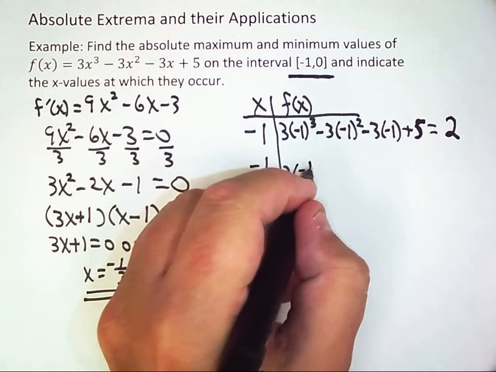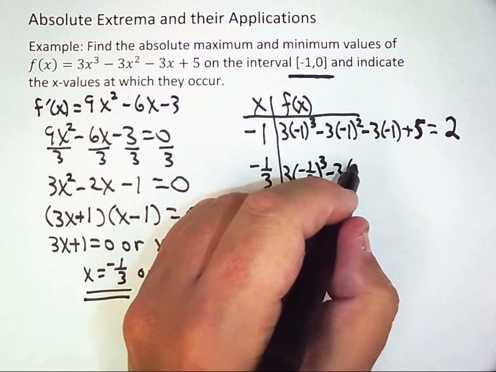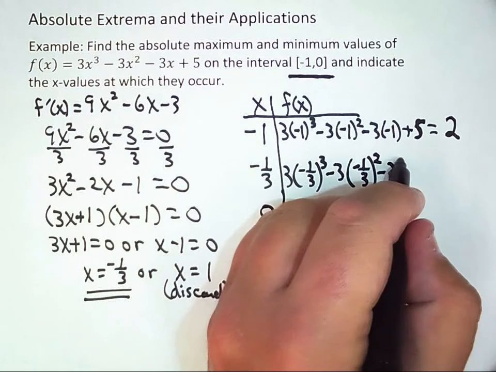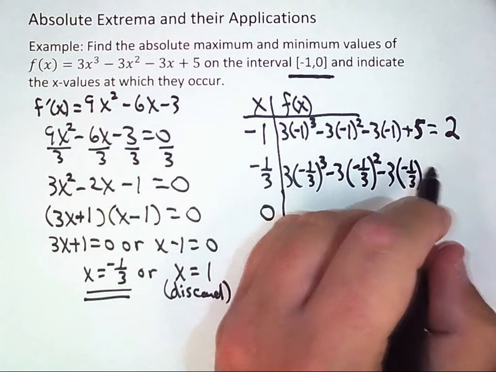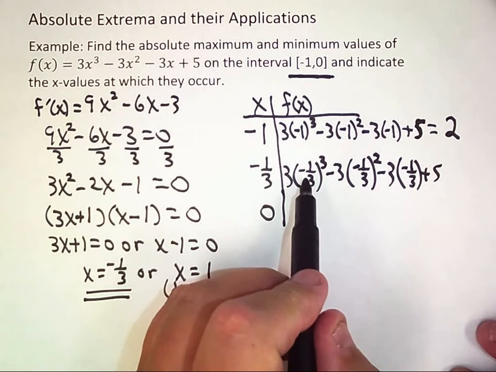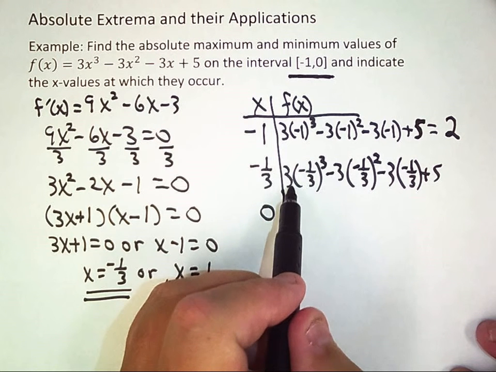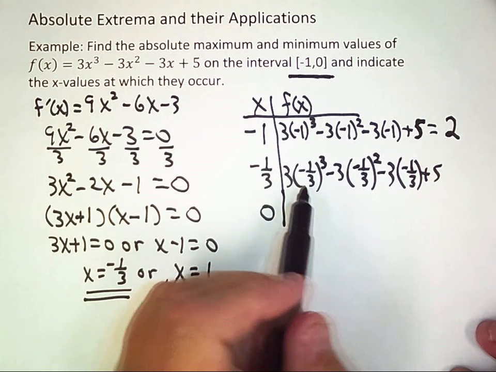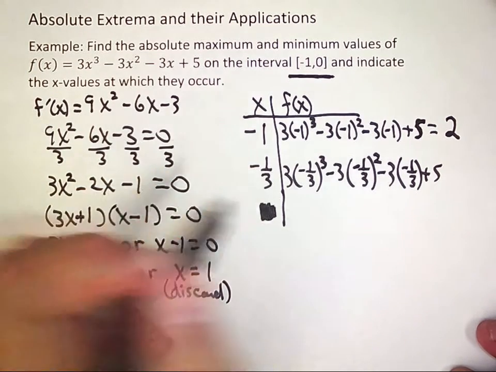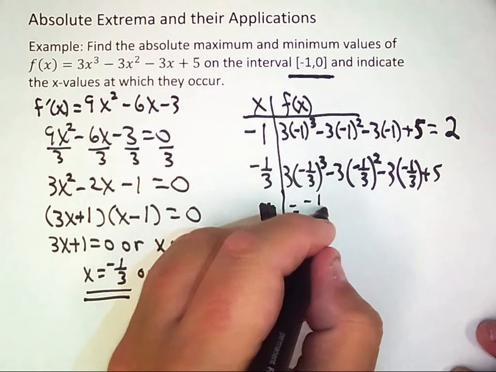Now do the same thing with -1/3. Plug it in, you get 3 times the quantity -1/3 cubed minus 3 times -1/3 quantity squared minus 3 times -1/3 plus 5. Now, when you cube a negative, it's going to come out negative, and 1/3 cubed is 1/27. Now, 3 is like 3 over 1, so you get 3/27. But it's going to be negative. So I get -1/27 times 3, which is -1/9.